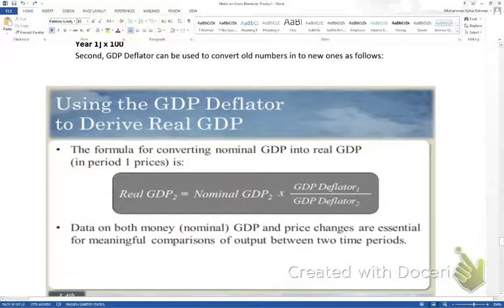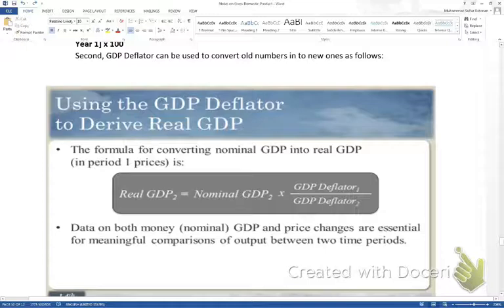There are other uses of the GDP deflator. We can use the GDP deflator measurement to convert nominal GDP into real GDP. So let's look at this formula in a minute. You have a formula which says that you can convert nominal GDP into real GDP as follows. Let's say you want to know what the real GDP of year 2 is.